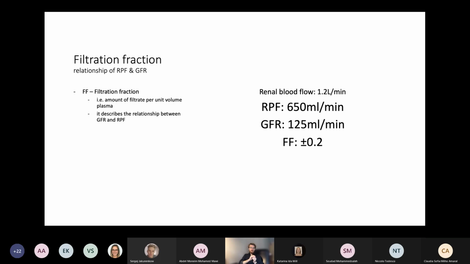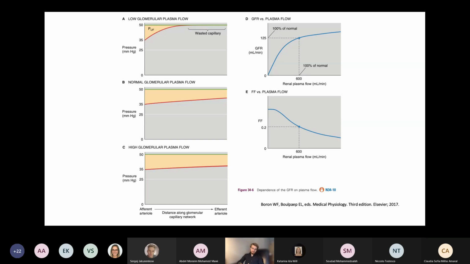The filtration fraction describes the amount of filtrate per unit volume of plasma that is filtered through. Renal plasma flow, so plasma flow is all the blood minus the hematocrit, so all the cellular components, divided by the glomerular filtration rate gives us the filtration fraction. The importance of which is quite nicely illustrated here.